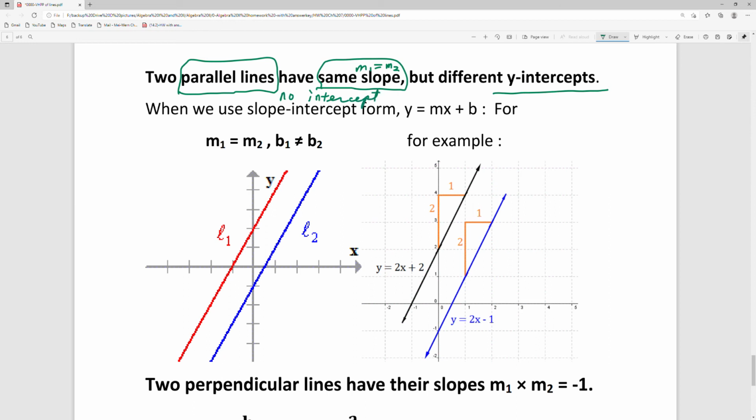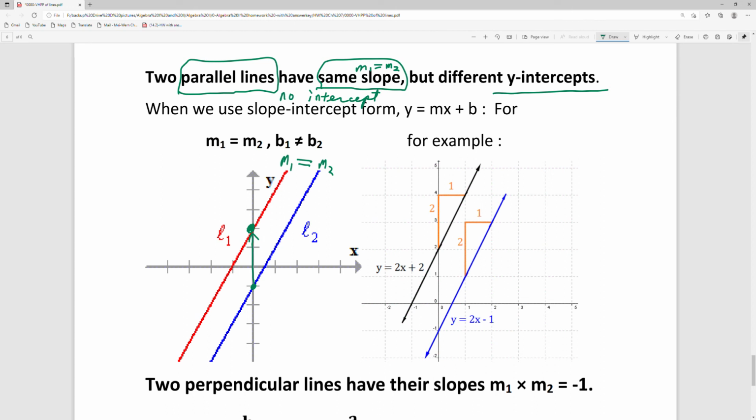Okay? So if they don't touch each other, they need to have the same slope but different y-intercept. If they have the same slope and the same y-intercept, it means these two lines are the same line. Okay? Now from here, why do they have the same slope?